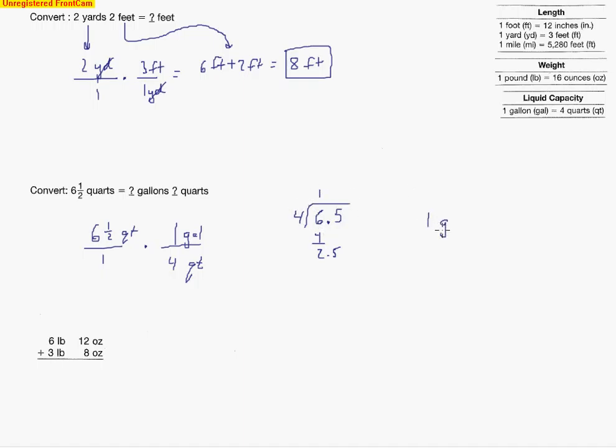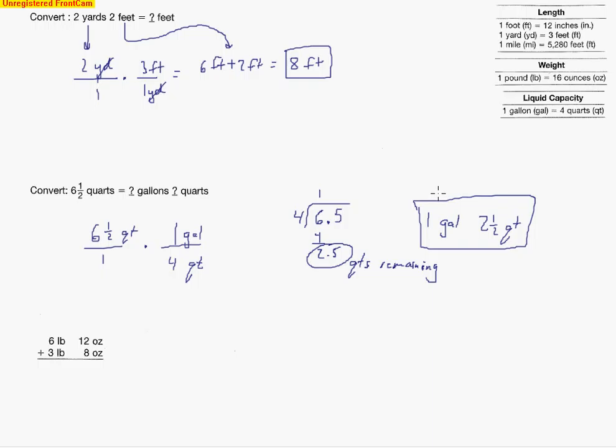Now how many quarts are left over? Right here, this is the number of quarts left over. These are the quarts remaining. That's where they get the word remainder from. So we have some remaining, and that's what's left over. So 1 gallon, 2.5 quarts. That's what they're looking for there.